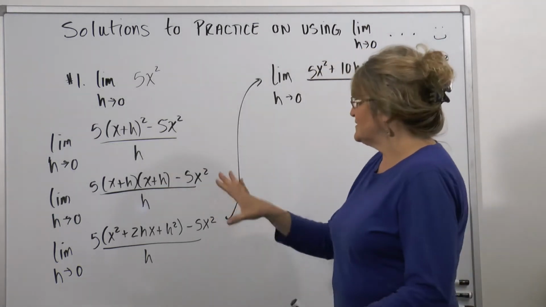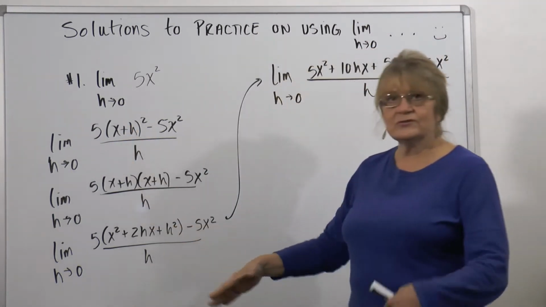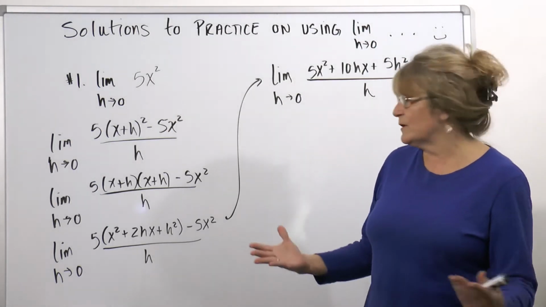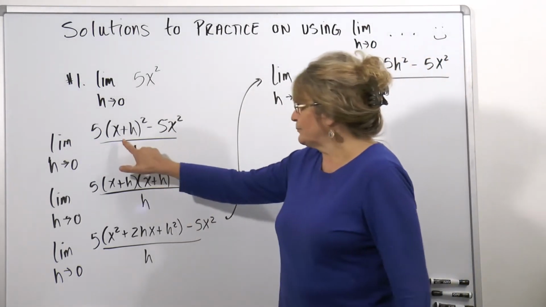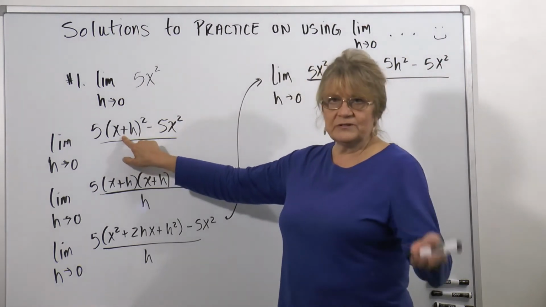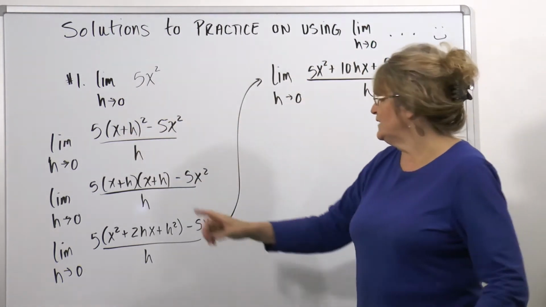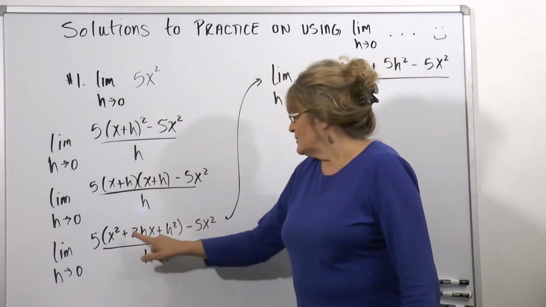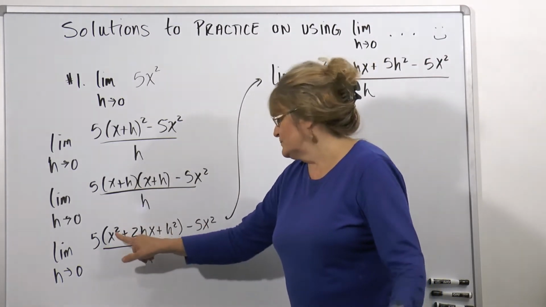Remember, the whole deal is to eventually get that h to cancel, so then I can allow h to equal 0 and I don't have to worry about division by 0. Again, this is not x squared plus h squared, it's x plus h times x plus h. You want to FOIL first, then distribute. Trust me, it works better.